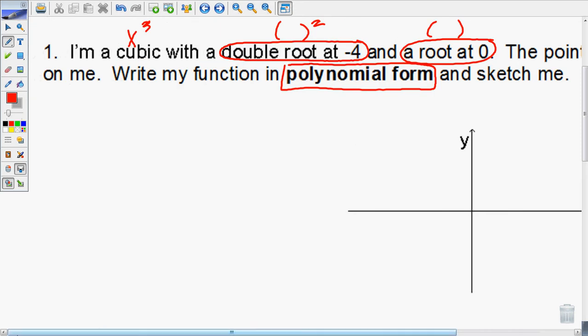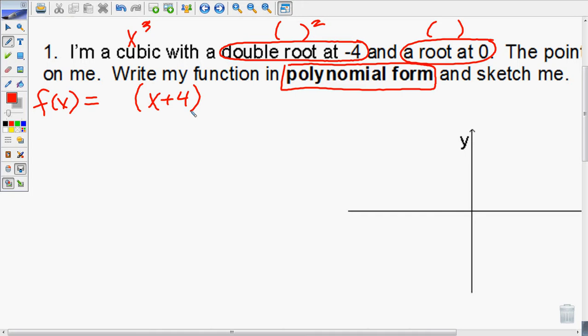Based on what it told us, we should know that if our root is -4, how did I get that root? Where did it come from? What factor did it come from? If a solution of a factor is -4, what did that factor have to be? It would have to be x plus 4. If my root is -4, then my factor had to be x plus 4, because -4 plus 4 makes 0.